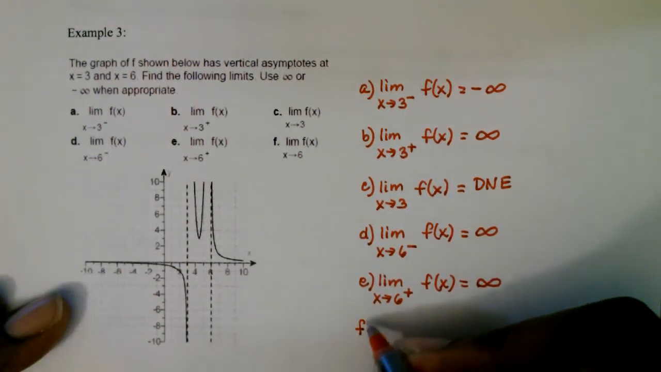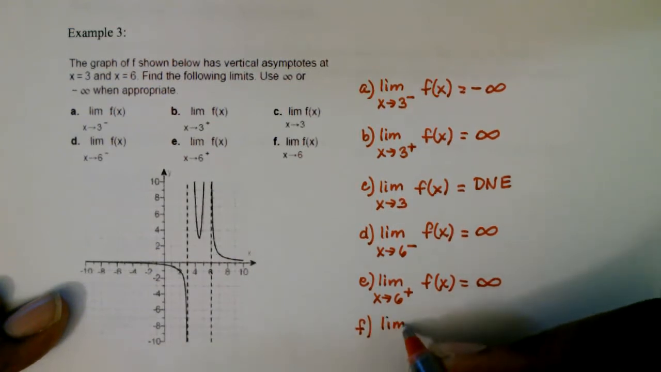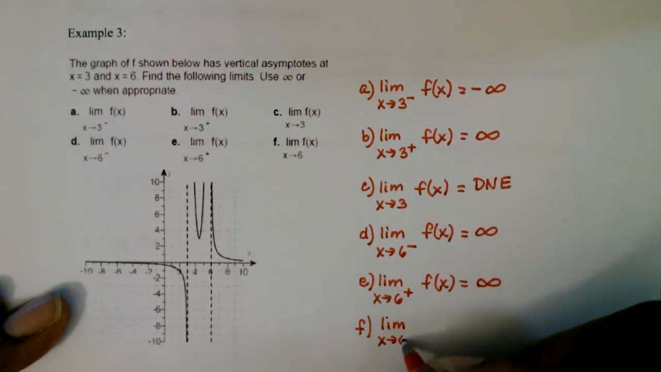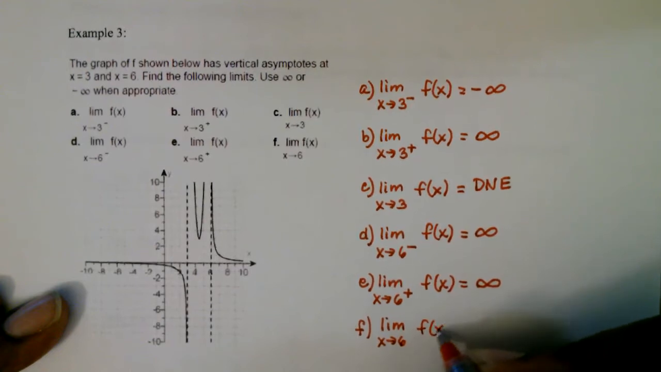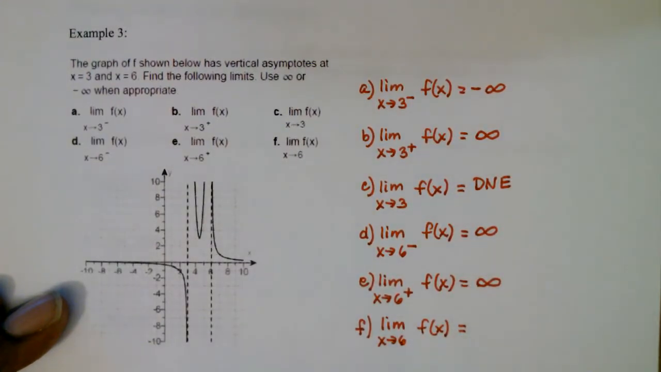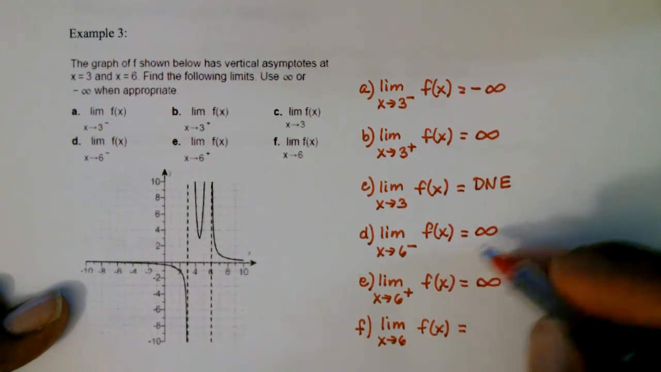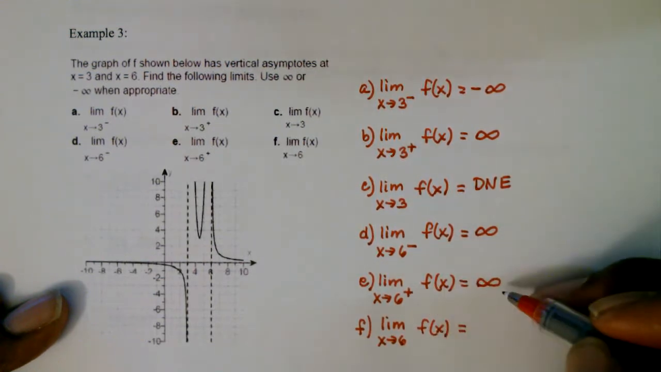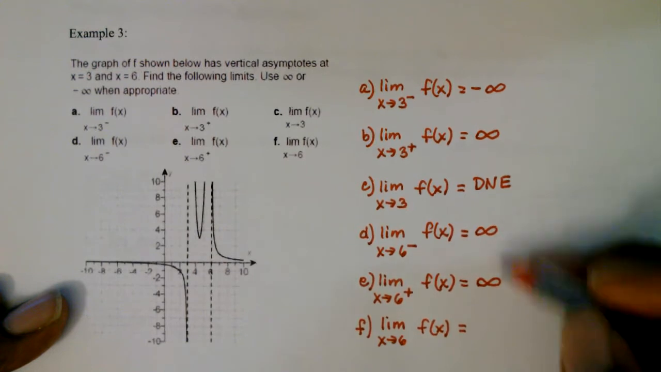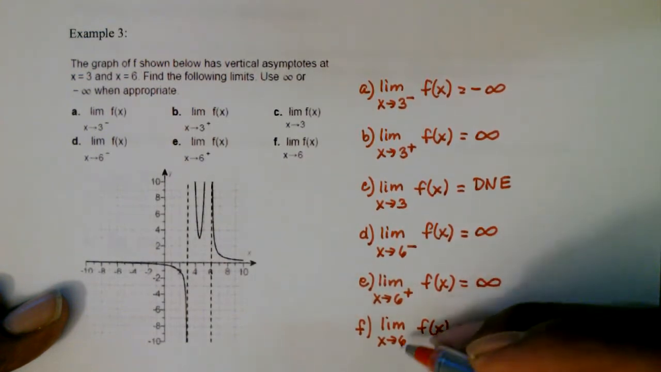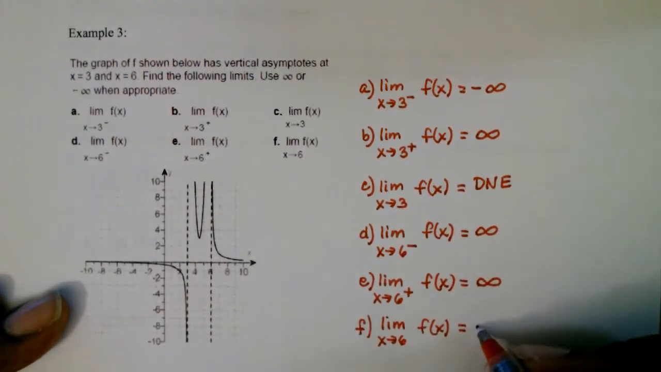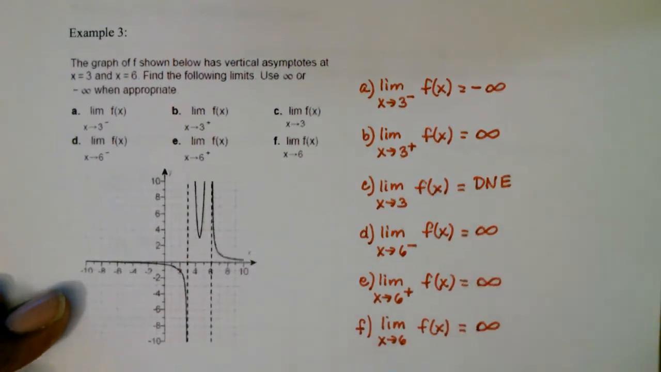And part F, so you have the limit as x approaches 6 of the function f of x. Well, from the left of 6 it is going to infinity, and from the right of 6, the limit of the function goes to infinity. So they're going to the same place, infinity. So that means the limit as x approaches 6 of f of x is infinity.